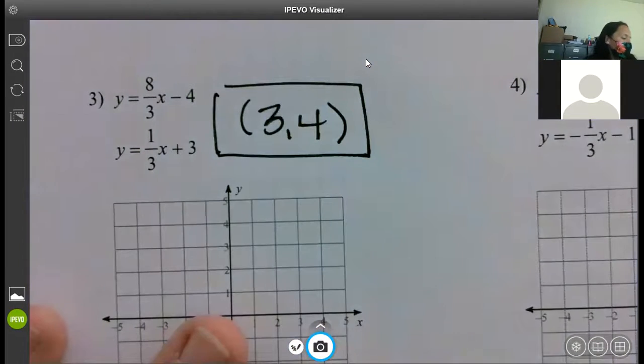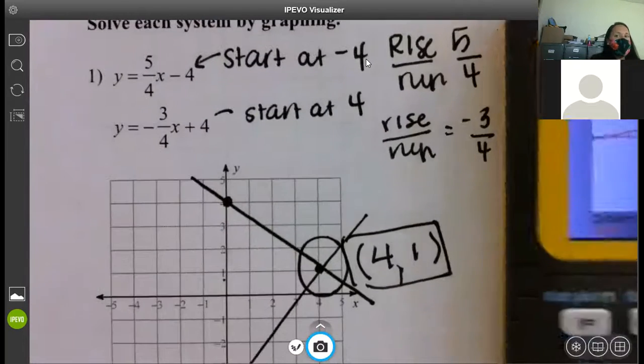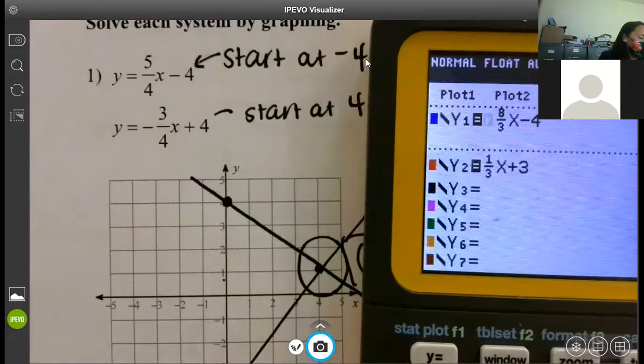So I'm going to show you the other ones as well. Don't do number 4 yet. I'm going to go back to number 1. So your first step is to put them into y equals.